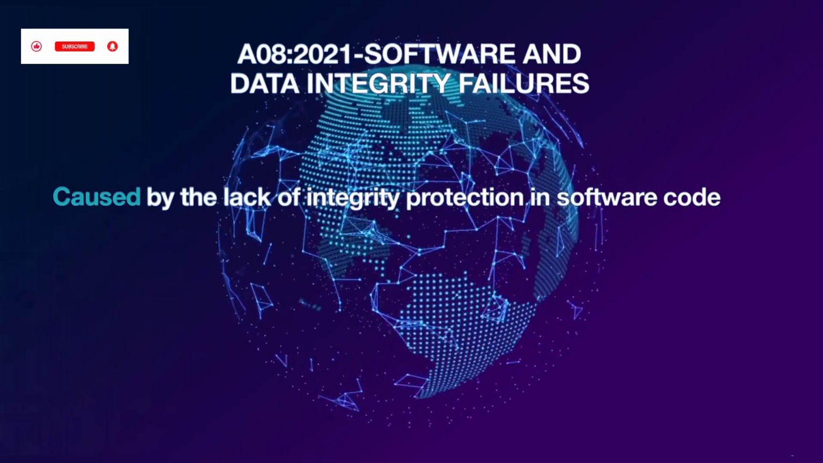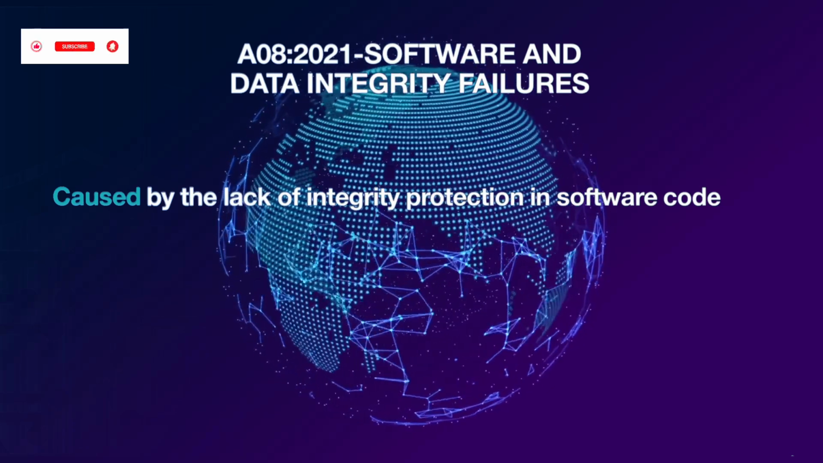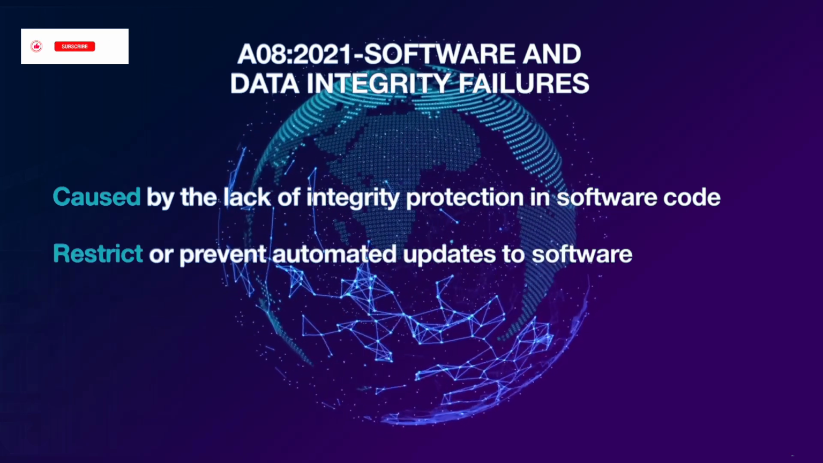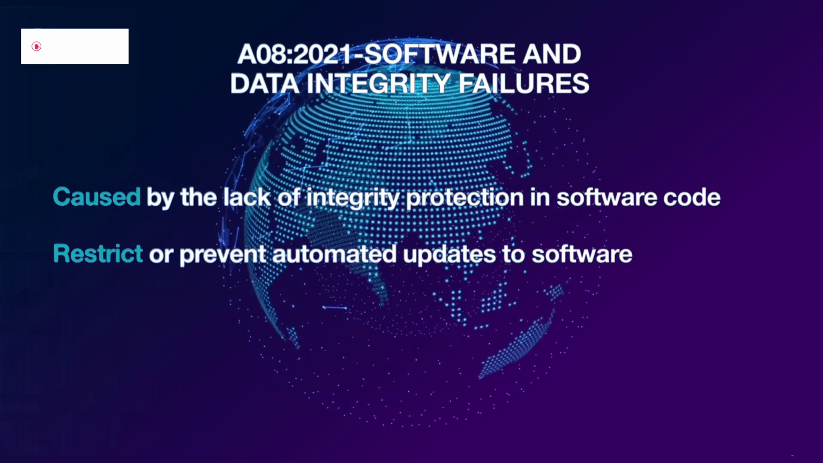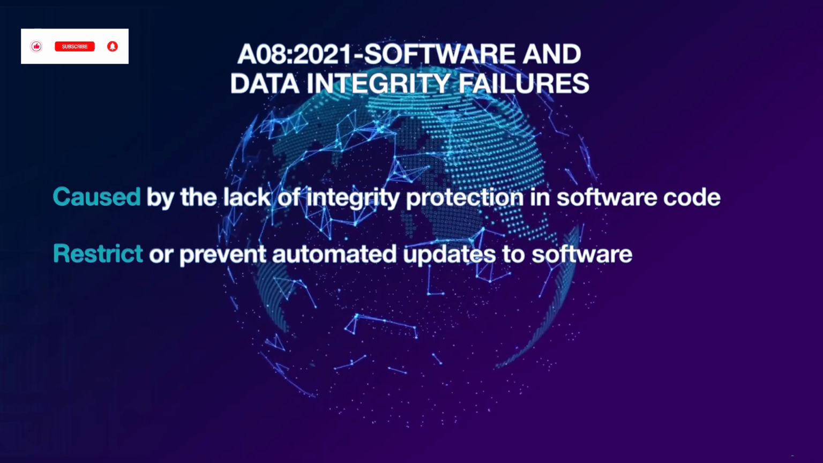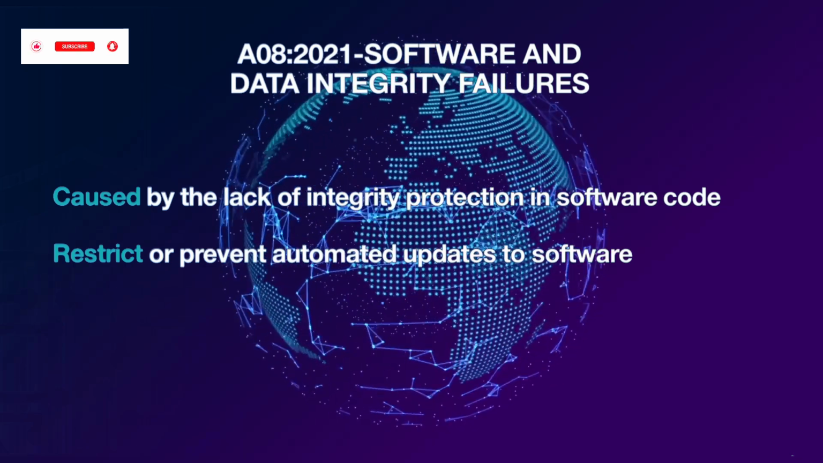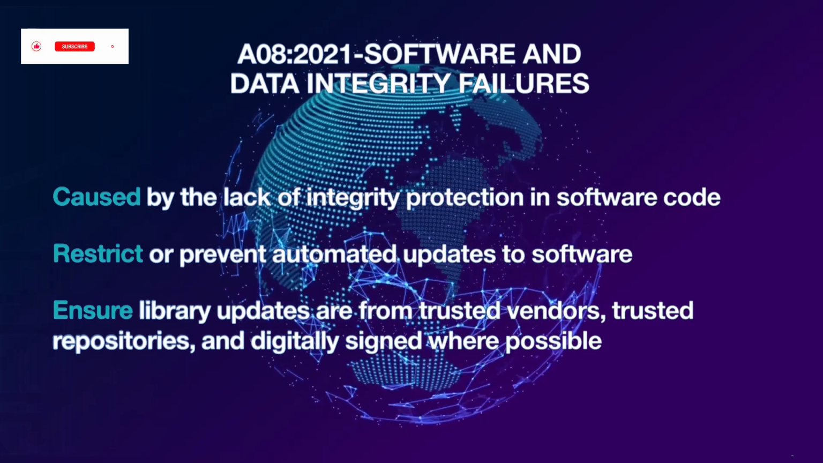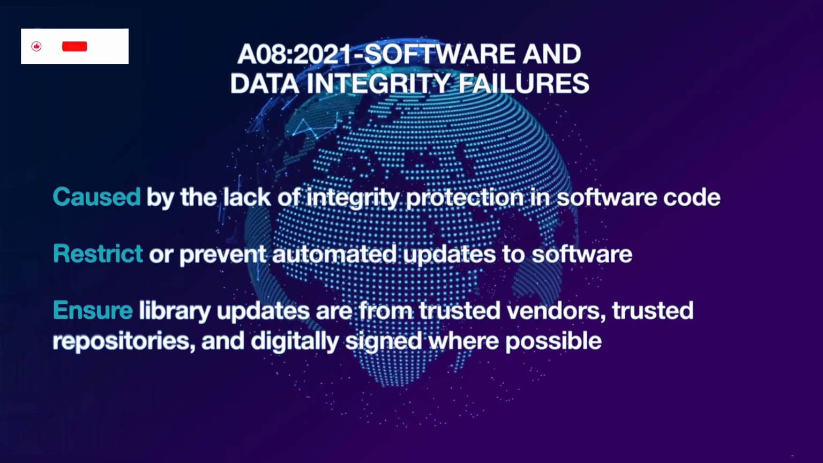The next one being number 8. This is software and data integrity failures. This is caused by lack of integrity protection in software code. So what we want to do is restrict or prevent automated updates to software. This is very important. This has to do with patch management, which we talked about in another video, and also has to do with software libraries. If you have software libraries, these can automatically update as well.